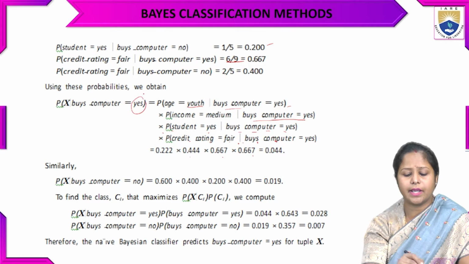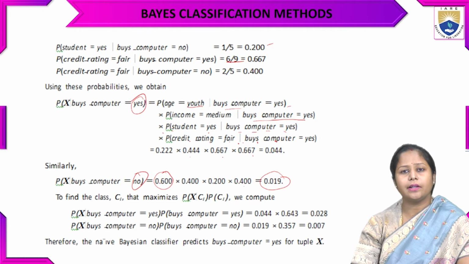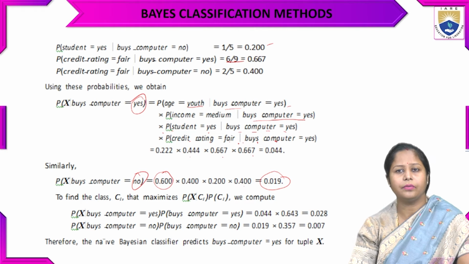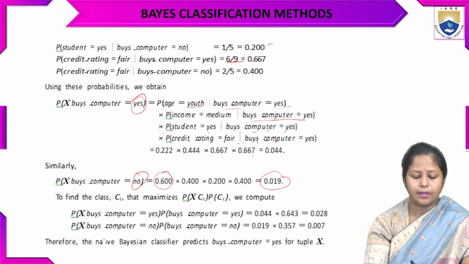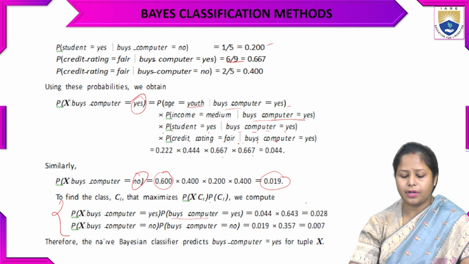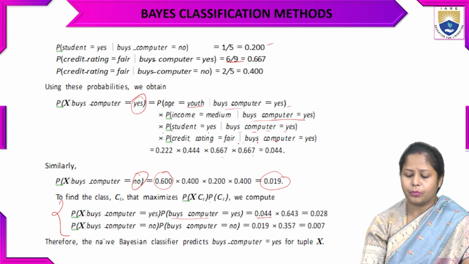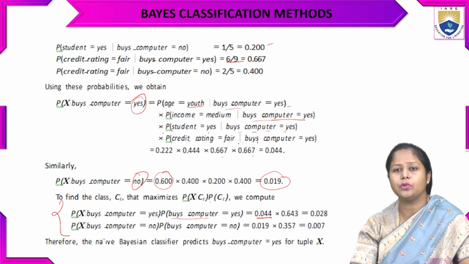If that was for yes, we'll calculate for no. The calculation we have already done, so we'll include 0.600 into 0.400 into 0.200 into 0.400. That is, the result is 0.019. So to find the class Ci that maximizes P of X given Ci into P of Ci, we compute P of X given buys computer is equal to yes into P of buys computer is equal to yes. That is 0.044 into 0.643, and the result will be 0.028.